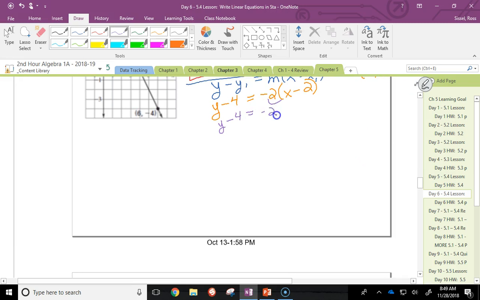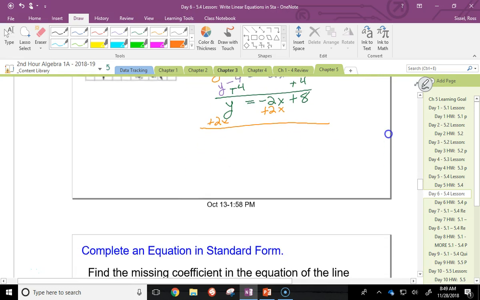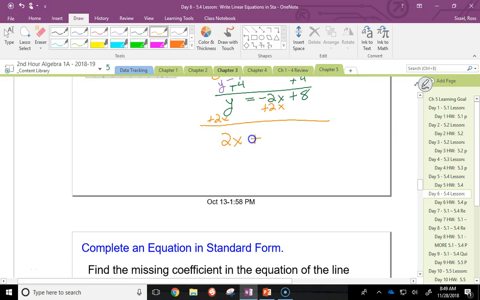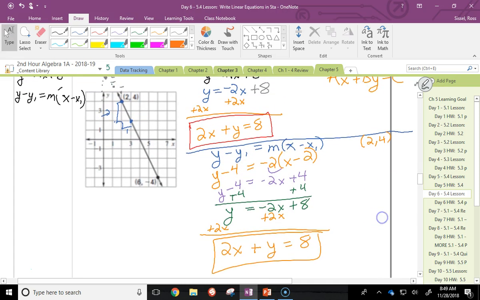So I'd get -2x. -2 times -2 is +4. And now I need to get everything on the same side of the equation. So I'm going to add 4 to each side. Y equals -2x. Oops, I wrote the answer instead of 4. Plus 8. We have to add 2x, and we get 2x plus y equals 8. Same answer as before.